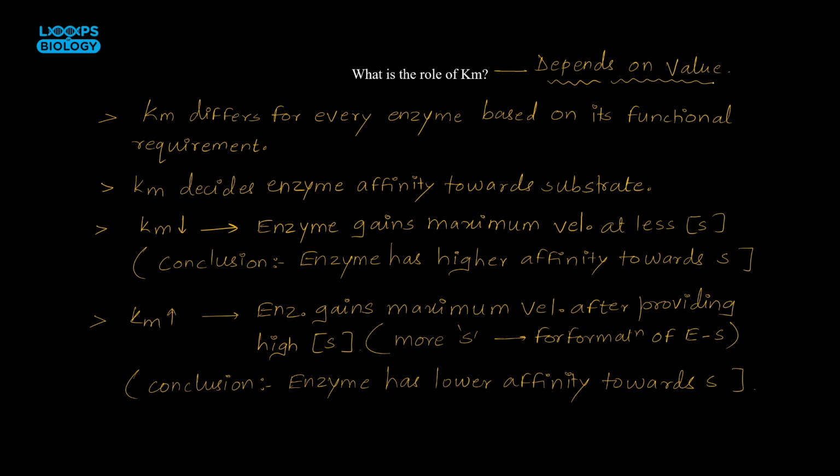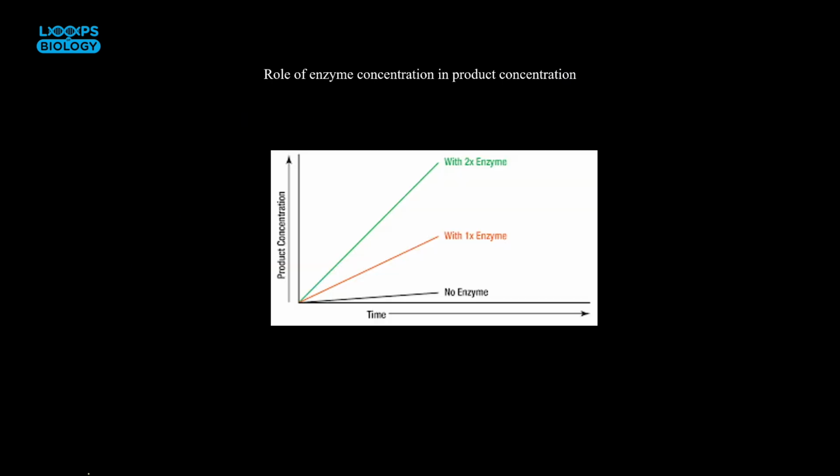And how is this particular value going to be decided? It is completely decided on the activity of enzyme. So the Km is calculated based on the activity of enzyme. Got my point, guys? So let's see the next part of the enzyme.